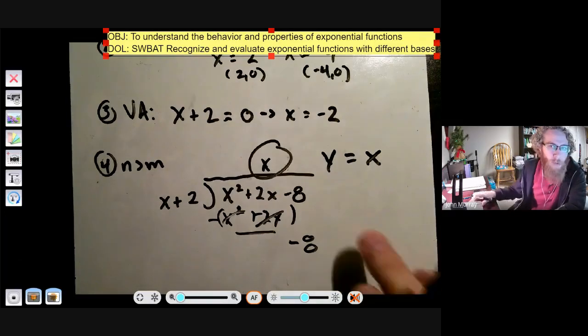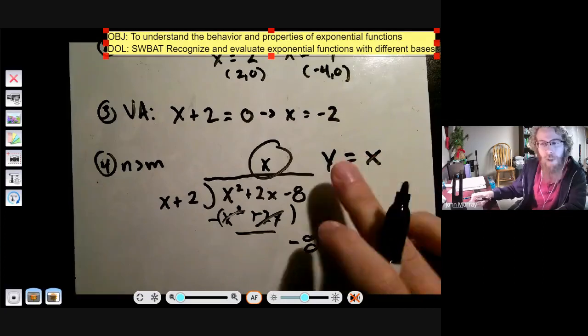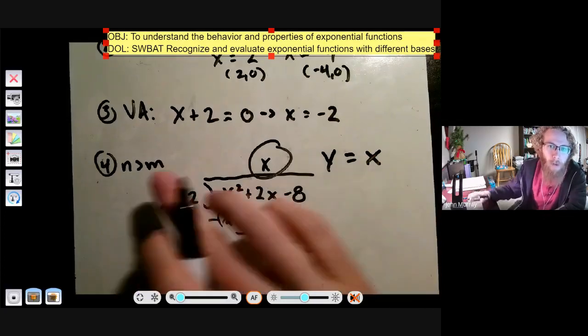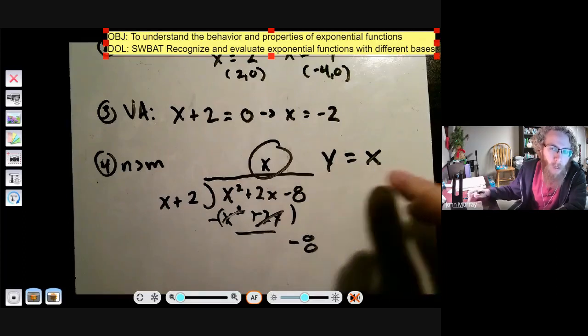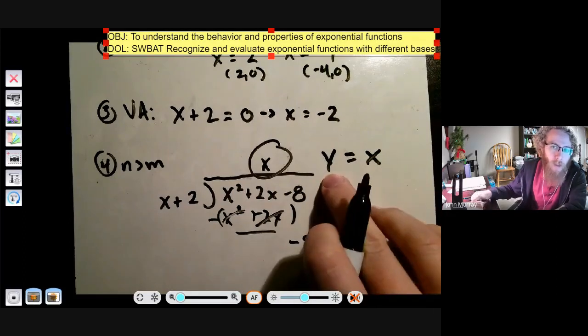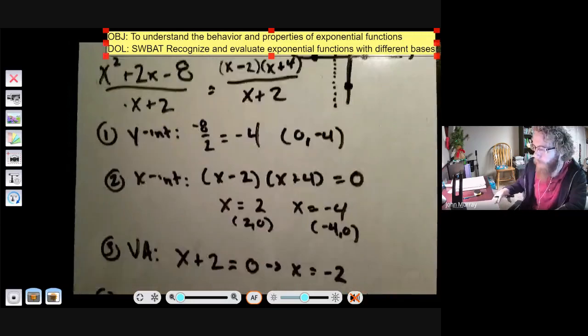So that should have been your answer for your last one. If you just said x, that's okay. But it is an equation, and an equation needs both y and x, so the actual answer would be y equals x.